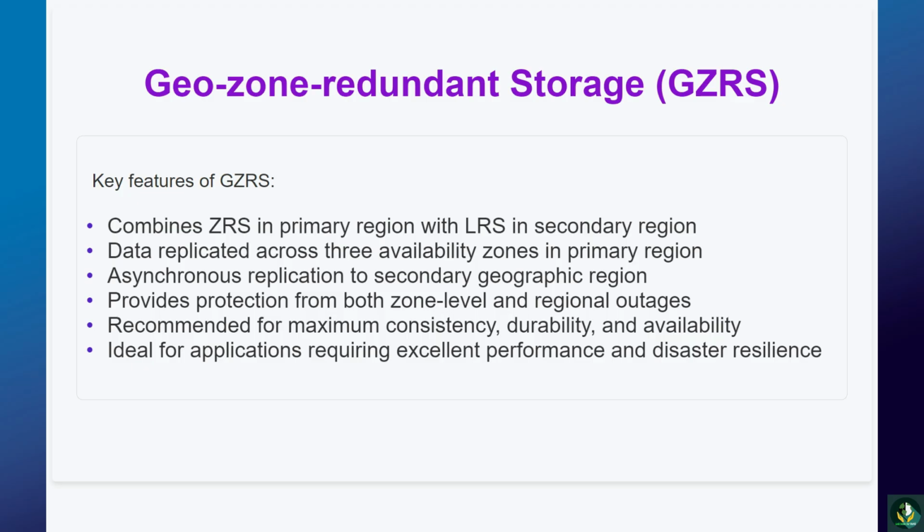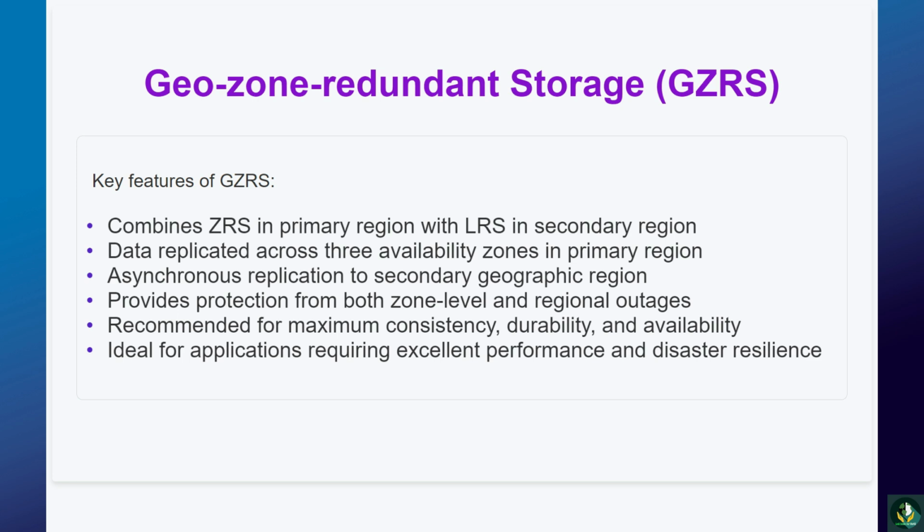Each availability zone is a separate physical location with independent power, cooling, and networking infrastructure. This approach provides robust protection against local failures and maintains high availability within the primary region. Secondary region. Replication. GZRS takes data protection a step further by asynchronously replicating your data to a secondary geographic region. In this secondary region, the data is stored using locally redundant storage, LRS, creating 3 additional copies in a single facility.